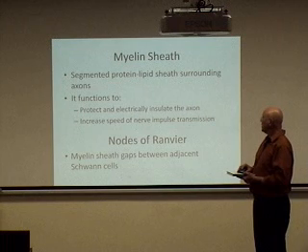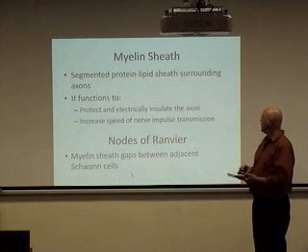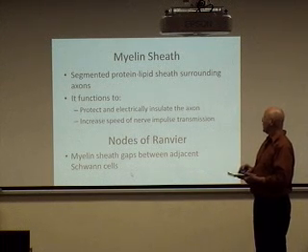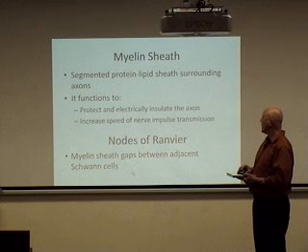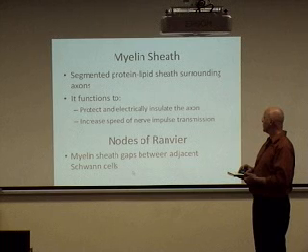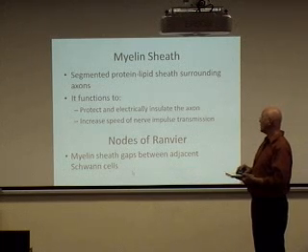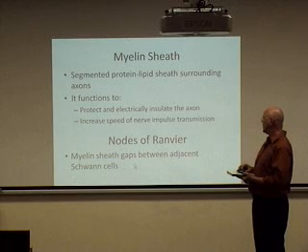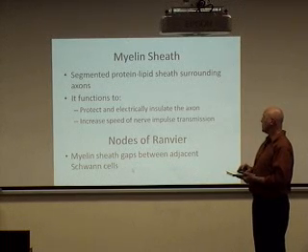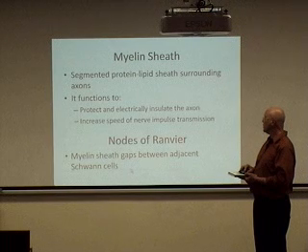The myelin sheath, this is a protein-lipid sheath that works to insulate the axon, and very importantly, it increases the speed of the nerve impulses and the speed of transmission of the electrical impulses down the axon. And in between the myelin sheaths are the nodes of Ranvier. And literally what happens is that the electrical impulse will jump from node to node down the axon.